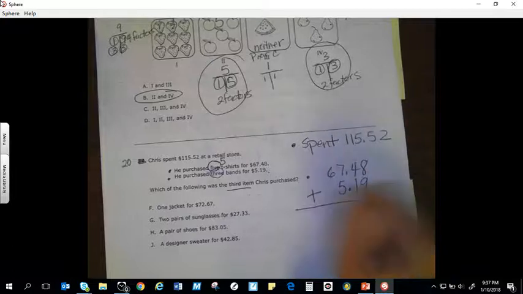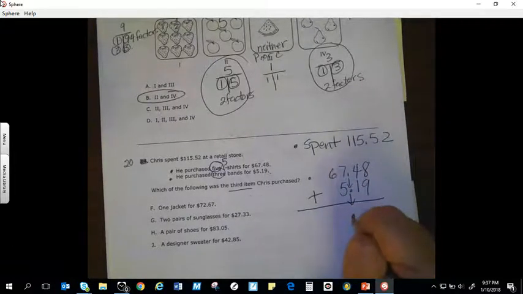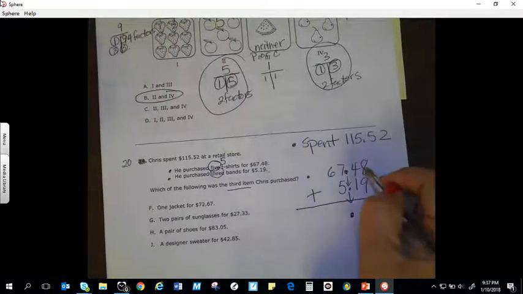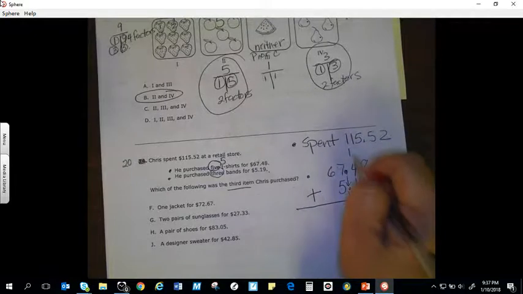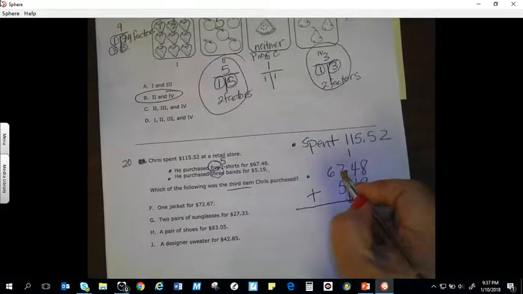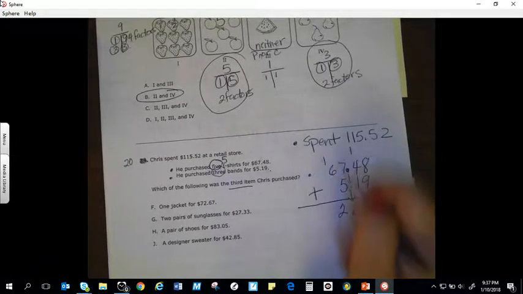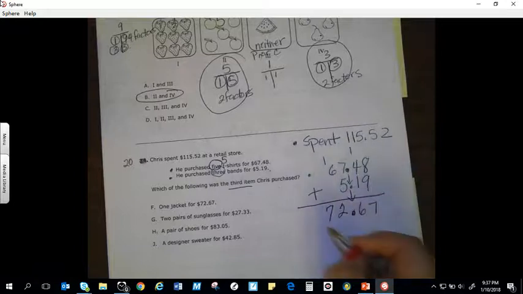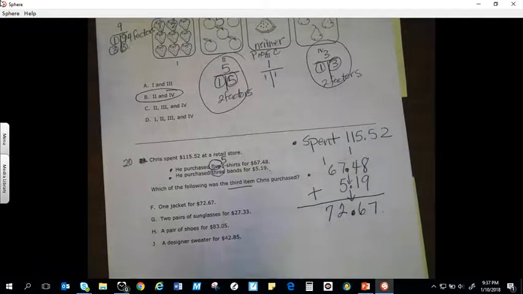I'm going to bring down my decimals straight down into my answer to my sum. 8 plus 9 is 17. Carry my 1. 4 plus 1 is 5 plus 1 is 6. 7 plus 5 is 12. Carry my 1. 6 plus 1 is 7. So it's $72.67.